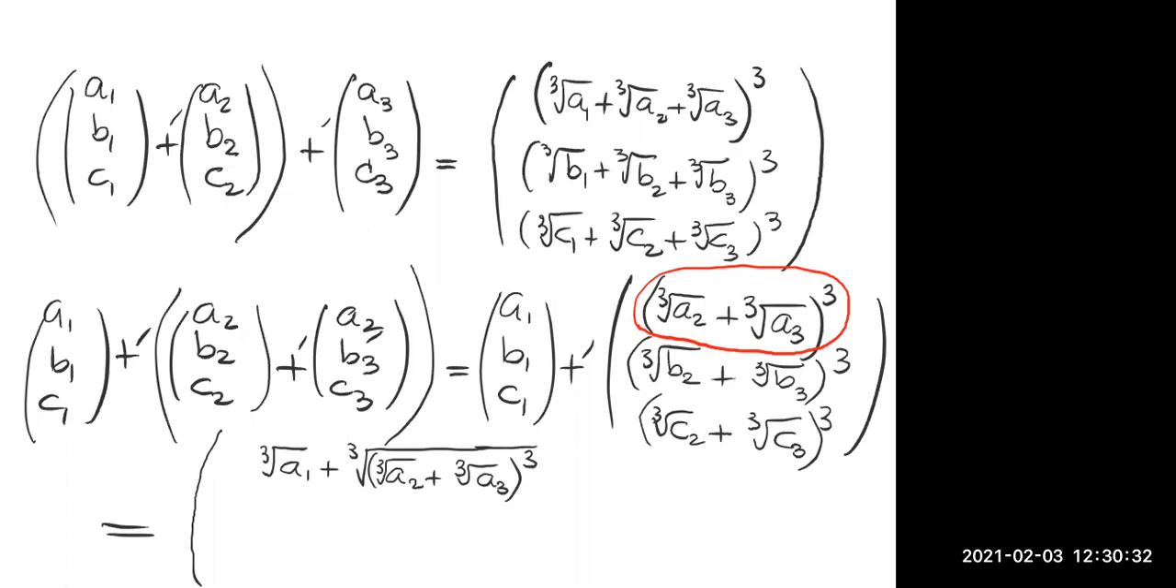Again, note that the power 3 here and the third root there would cancel each other, right? So I can erase them. They cancel each other. Same thing holds for other components. Sorry, the whole thing was raised to the power 3. And so exactly the same thing holds for other components.